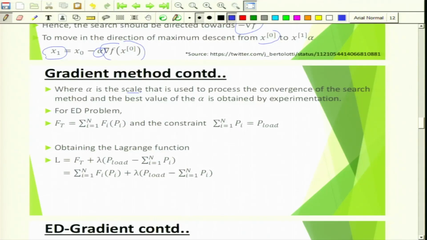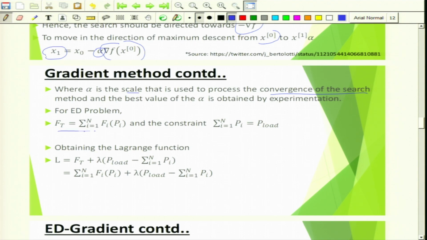Alpha is the scale or acceleration factor that is used to speed up the convergence of the search method, and the best value of alpha is obtained by experimentation. It's an empirical approach where you find out what is a suitable alpha for this specific problem statement.